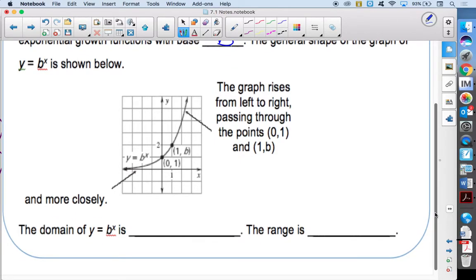The left side of the graph, this part here, it kind of just tapers off and it goes horizontal. So eventually the numbers are going to get so teeny tiny that it's just going to kind of level off and almost appear to be horizontal.